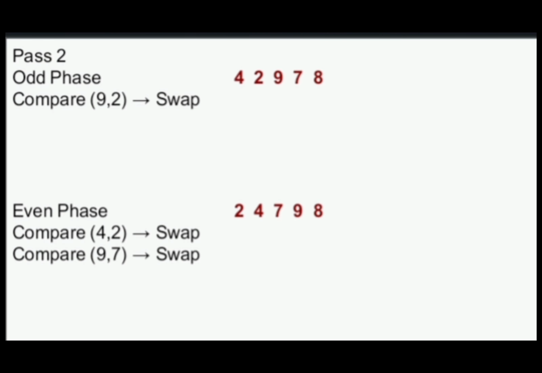Compare 9, 7. 9 is greater than 7. They are in the wrong order. Swap them. Array becomes 2, 4, 7, 9, 8. Result after pass 2: 2, 4, 7, 9, 8.